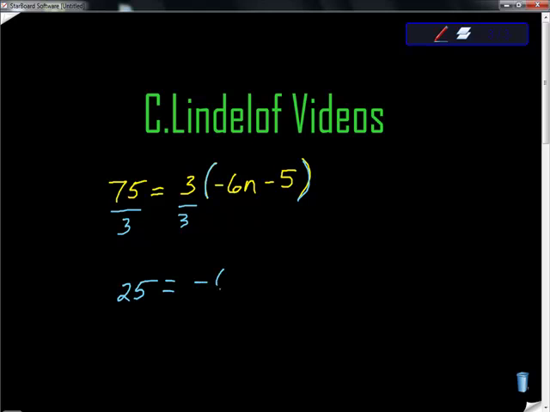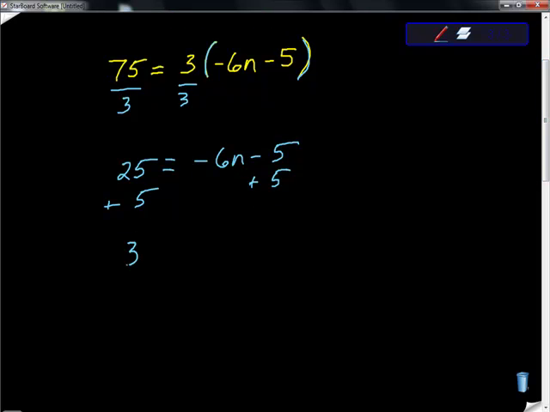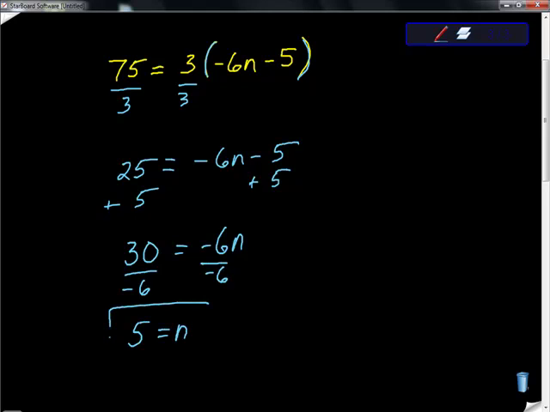25 is equal to -6n minus 5. Right? I'm going to add 5 to both sides. Get rid of all of my addition and subtraction before my multiplication and division. We get 30 equals -6n. Divide by -6, divide by -6. So we get 5 is equal to n, so n is equal to 5, isn't it?